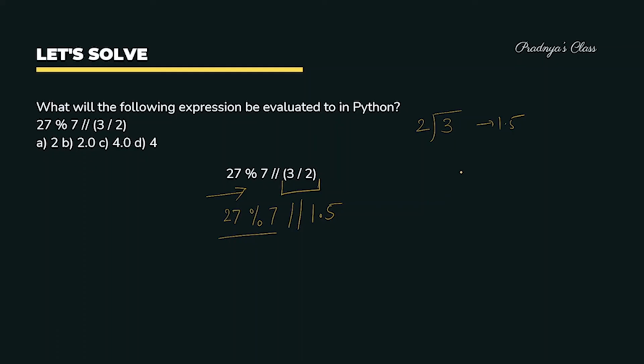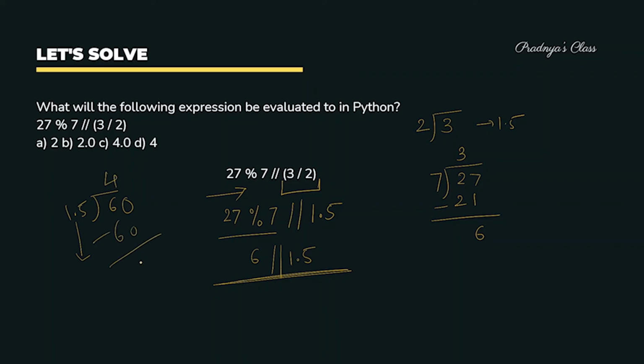27 modulo 7. So we need to divide 27 by 7 and we have to find out the remainder. 7 3s are 21. The remainder is 6. So let's write the remainder here, floor division by 1.5. Now let's find out how to solve this. This is also tricky. When we divide 6 by 1.5, if we remove this decimal point, we will add 0 here and 15 4s are 60. So we got answer 4.